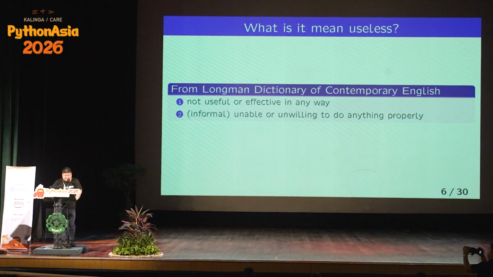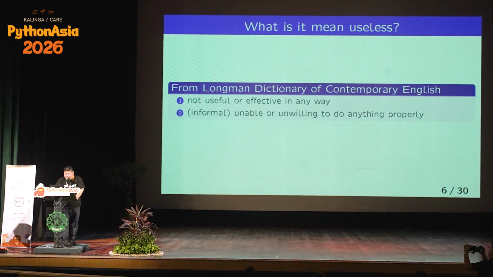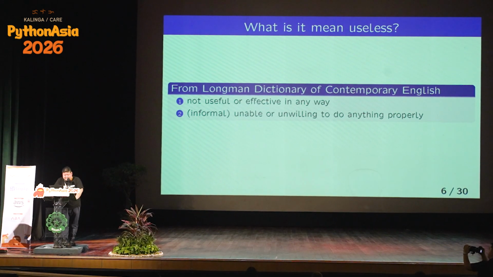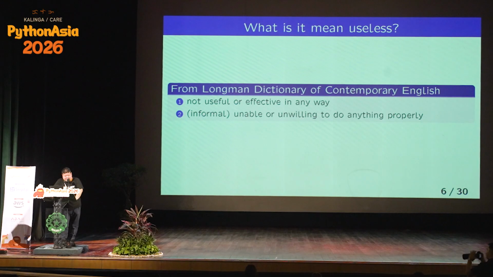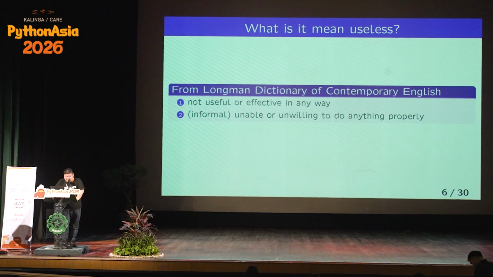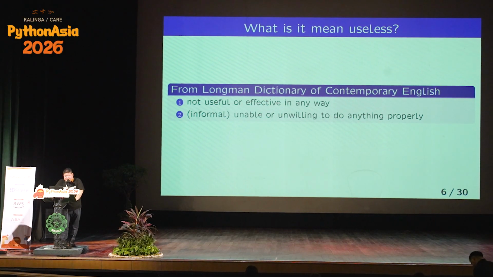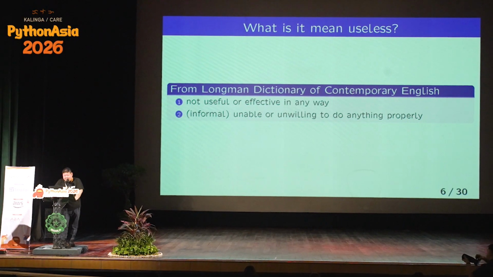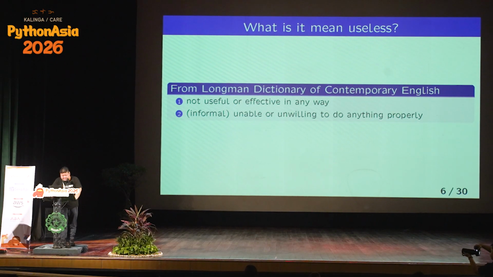What does useless mean? I looked it up in the Longman Dictionary of Contemporary English. The first meaning is: not useful or effective in any way. The second meaning is more informal: unable or unwilling to do anything properly. Today, we will make Python objects that match these definitions.